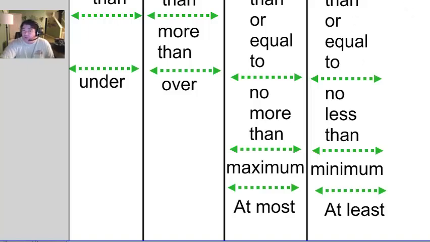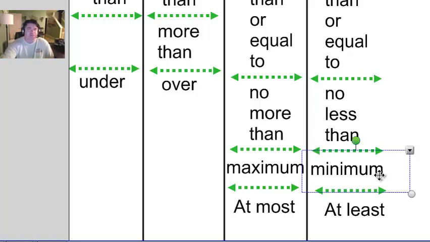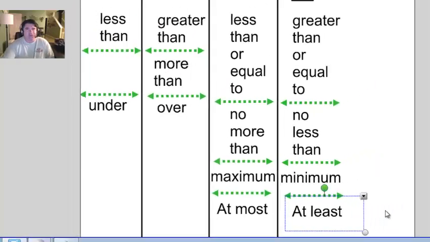Now, look here, you have a greater than or equal to. So other words you can use for greater than or equal to, we have no less than. So I'd say, look, I want no less than 4 home runs for the team today. So I can have 4 or more. I would say at a minimum I want 8 free throws made in the game. And at least, I want at least $1 million in my bank account by tomorrow. But that may be a long shot.